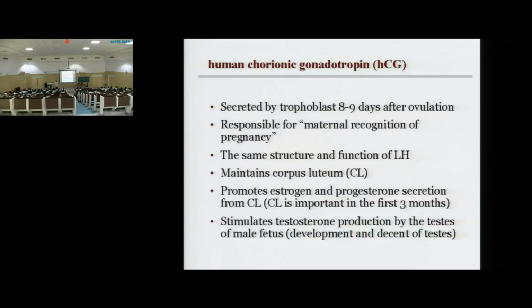Now we move on to the next hormone released by the placenta, and that is the HCG, particularly the beta subunit of the HCG. So what you see over here, again, is that it is released by the trophoblast, and it is one of the earliest hormones which can be detected in the female urine. As mentioned, that is around 8 to 9 days after ovulation, mainly after the implantation has occurred. So this is released by the trophoblast, and it is one of the earliest detected hormones.